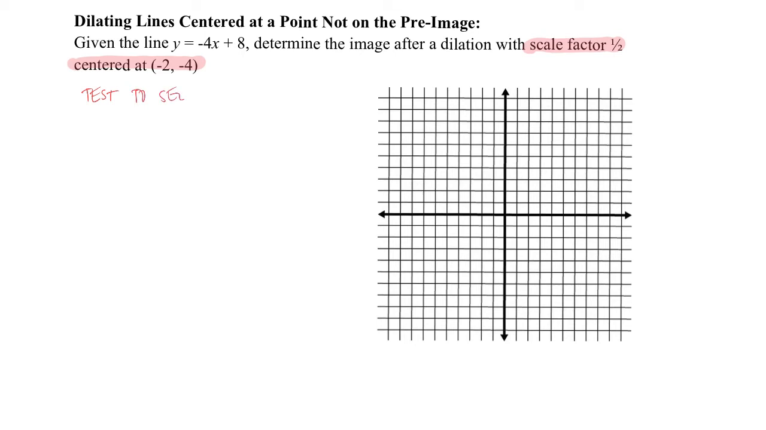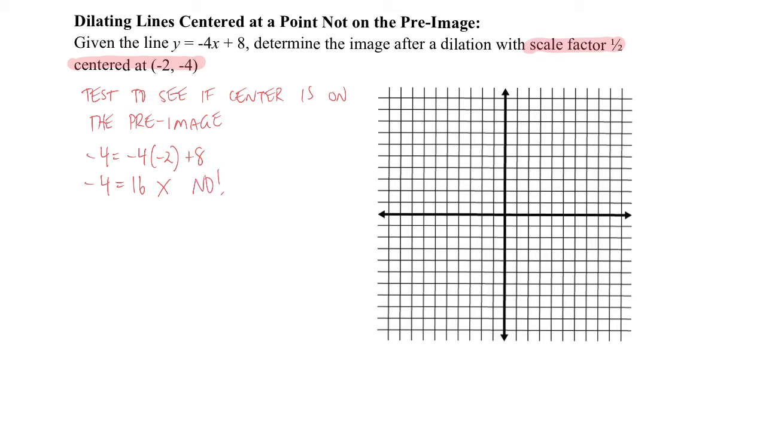to see if the center is on the pre-image. Okay, let's plug in. -4 equals -4 times -2 plus 8. -4 equals 8 plus 8 is 16. That's a no. Okay, so that means we're going to have to go through a bit of a process here.